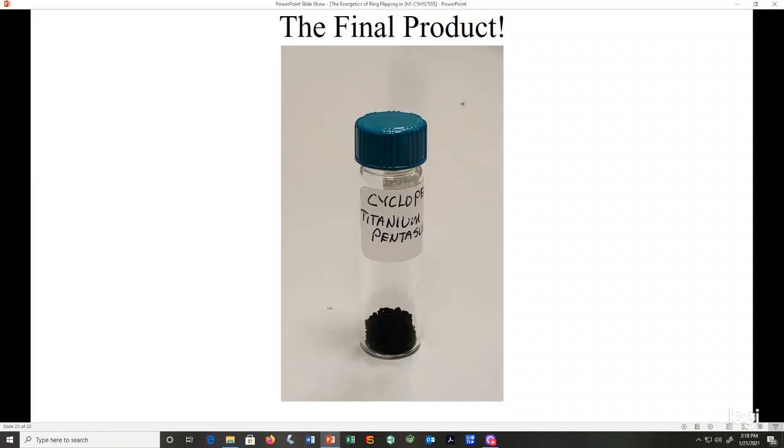Tune in to video 2, where we'll see how NMR spectra collected at different temperatures can be used to determine the energy of activation and the thermodynamic properties of delta H, delta G, and delta S for the transition state of the chair-to-chair flip of cyclopentadienyl titanocene pentasulfide.